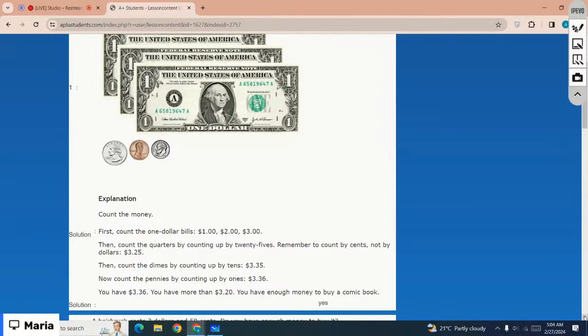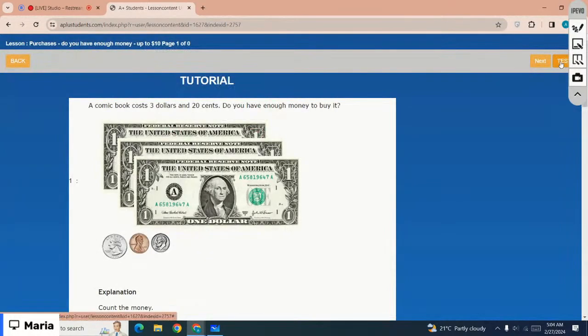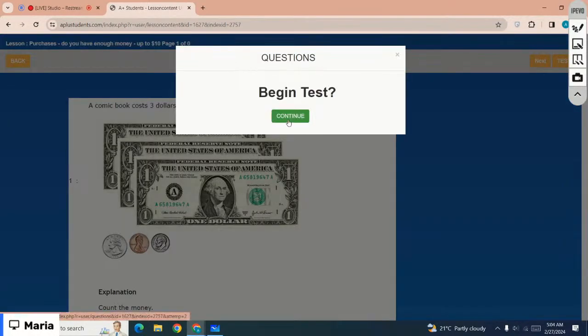So that means you have $3 and 36 pennies, and you have to buy the book on $3.20, right? That means yes, you have enough money to buy the book. Basically, you need to count the money and then you have to see if you have enough money to buy something. Got it?